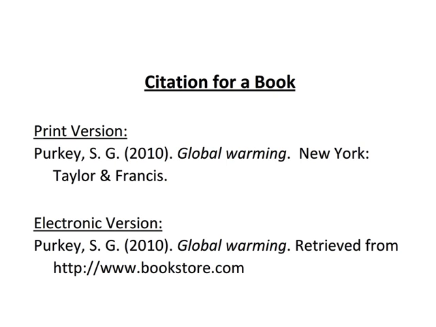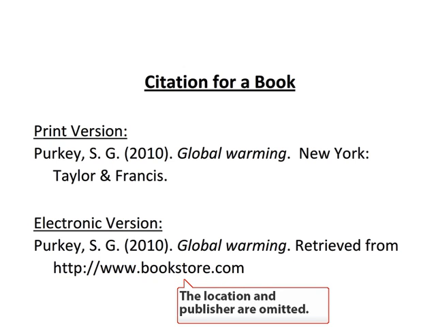Below is an example of a citation for a print book and electronic book. The author is listed with his last name first, then the date of publication is listed. The first significant word of the title is capitalized. The title will also be italicized. In the print version, the location and publisher follow the title of the work. In the electronic version, the URL of the home page is included and the location and publisher are omitted.